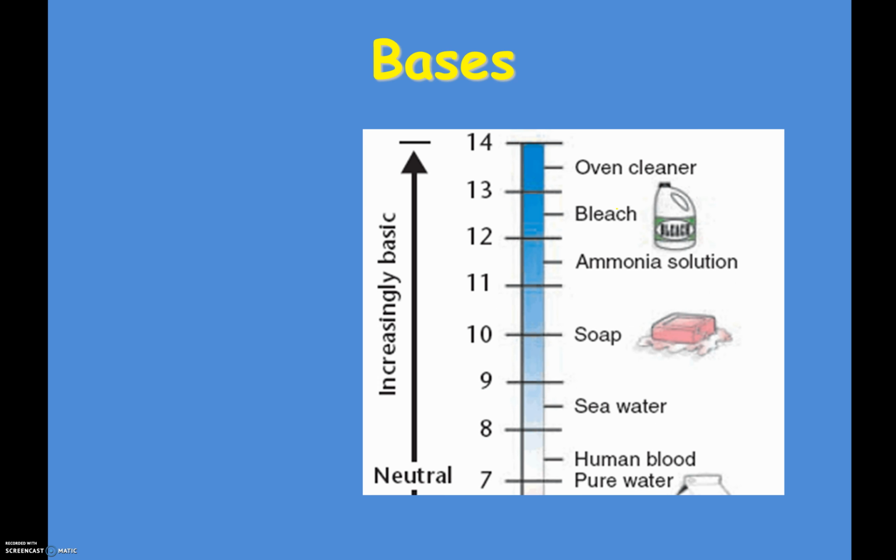On the other end, from going 7 up to 14, we see that there are things that are basic. Okay, our blood is slightly basic. We're going to talk about why that is, and so is ocean water. We see up here bleach is a pretty strong base, and so are things like oven cleaner and drain cleaners and things like that. And you all know why. They produce these OH minus ions, which can cause damage to cells.